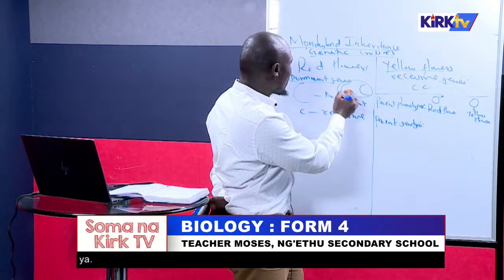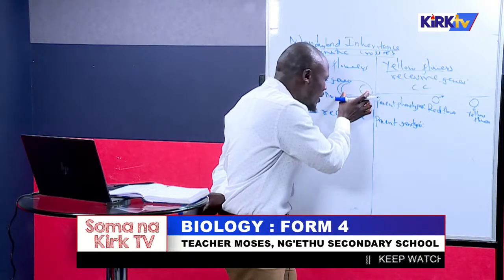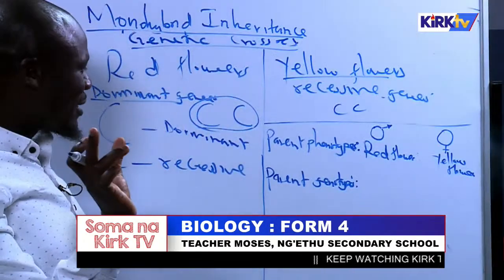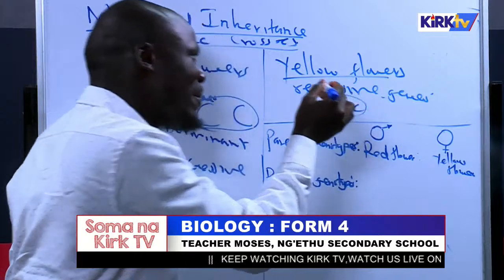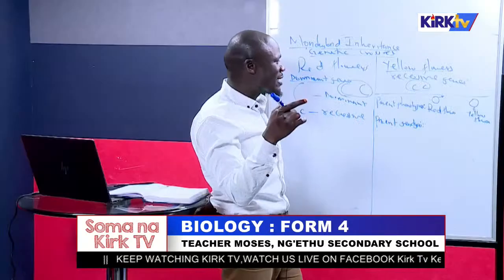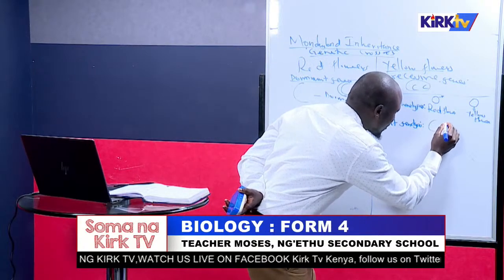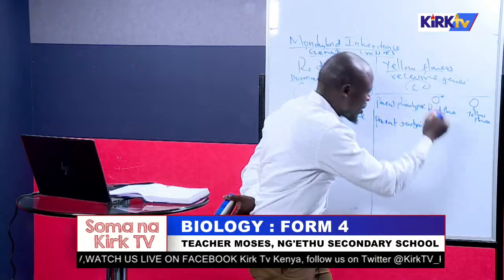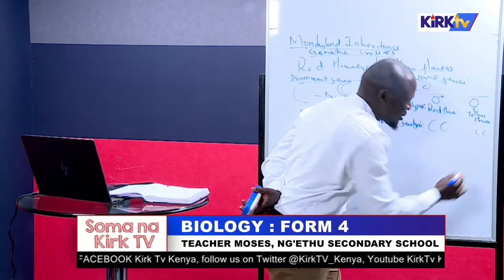The genetic makeup of those with red flowers is capital C, which must be presented in pairs. The genetic makeup of those with yellow flowers is represented in small letters. So we are going to have capital C, while the other one is going to have small c, small c.